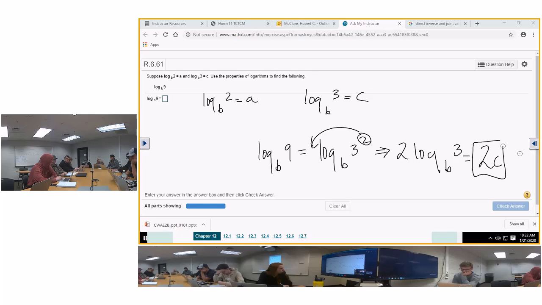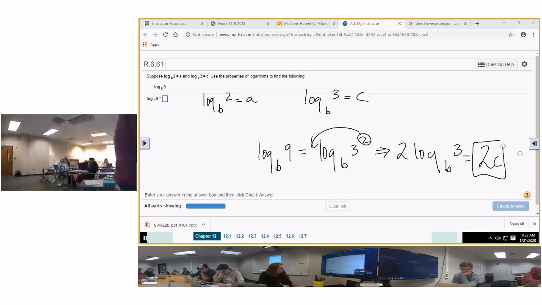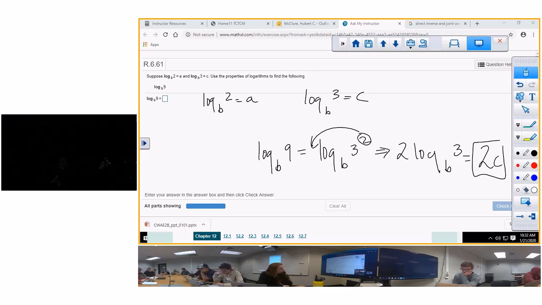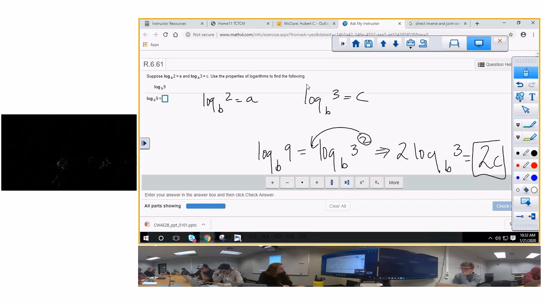You got to know your power rule. I would not give you one of those on the test. You might have it on a standardized test, but I'm not going to put that on my test. Thank you. 2C.